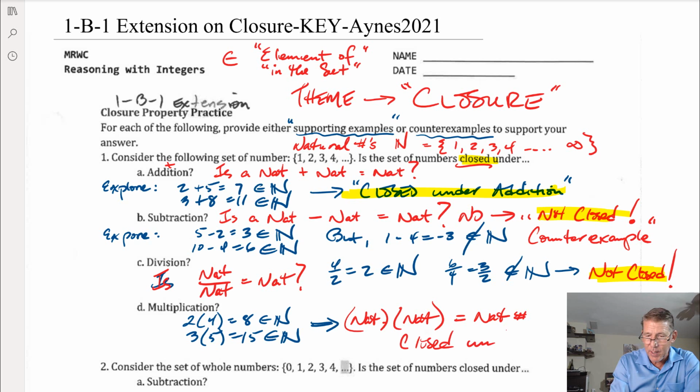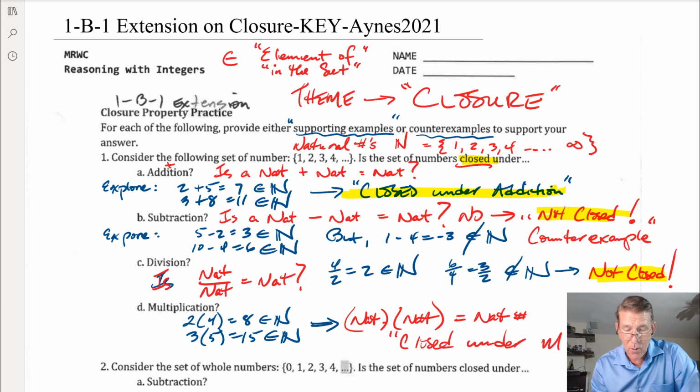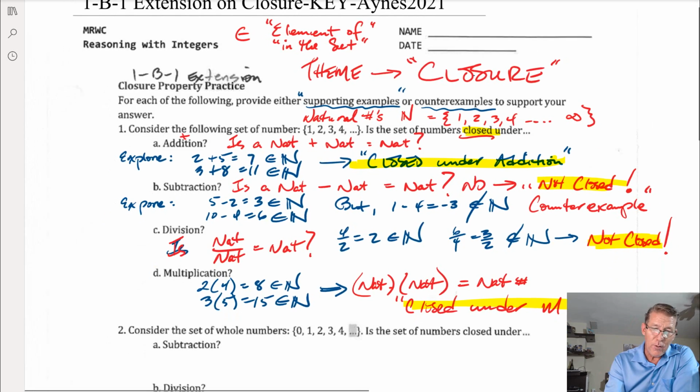Under multiplication. We use the word under. You always have to specify the operation. Don't just say it's closed or not closed. Say closed under whatever operation you're dealing with. So it's closed under addition. It's not closed under subtraction. It's not closed under division, but it's closed under multiplication. These are my conclusions.